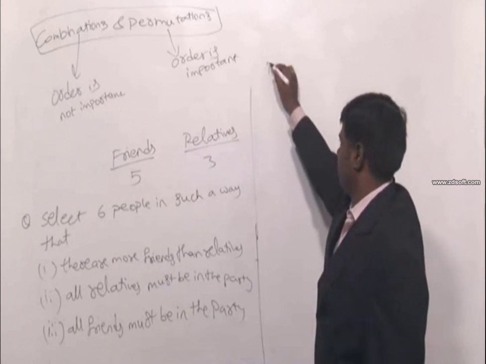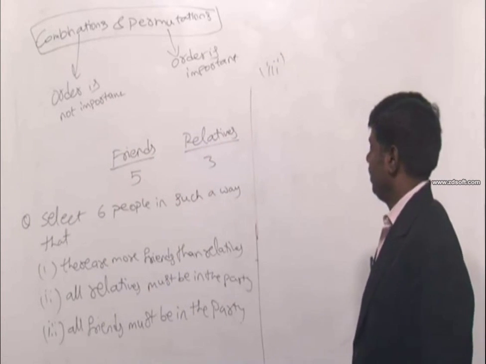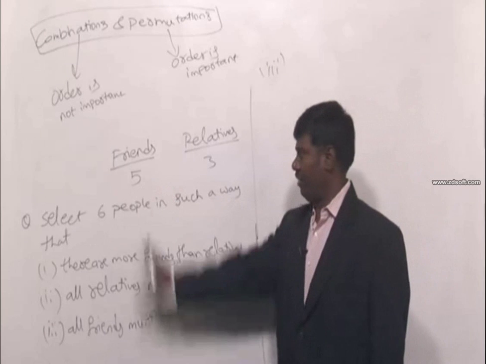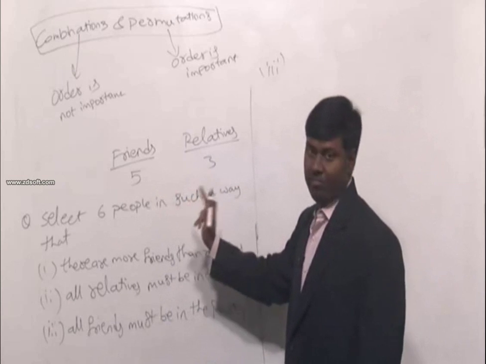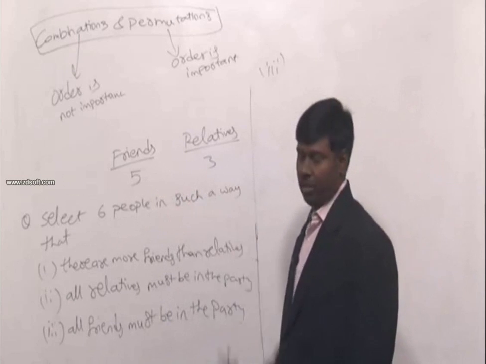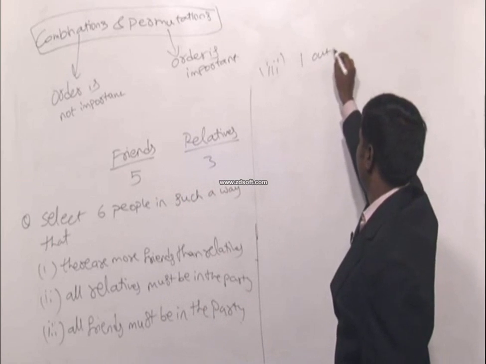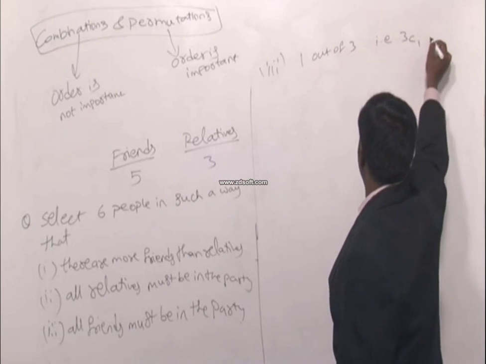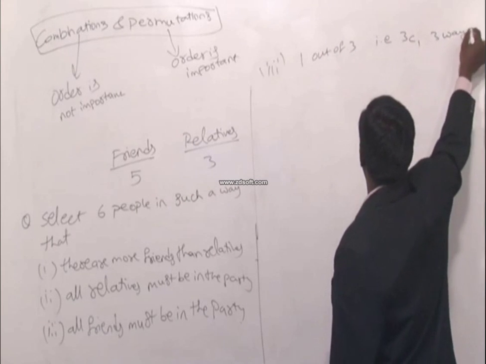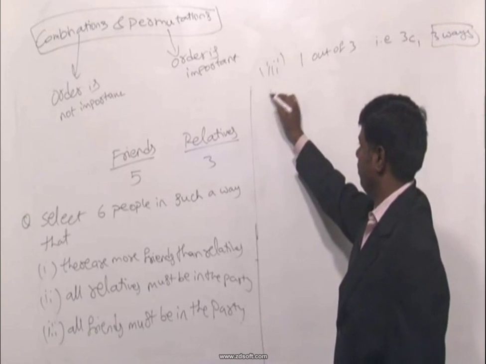Let us consider third case. All friends must be in the party. If all friends must be in the party, 5 out of 5 selection is done. There is only one fellow to be selected. That one fellow must be a relative, right? So 1 out of 3, that is 3C1, 3 ways. So only in 3 ways you can satisfy this condition.